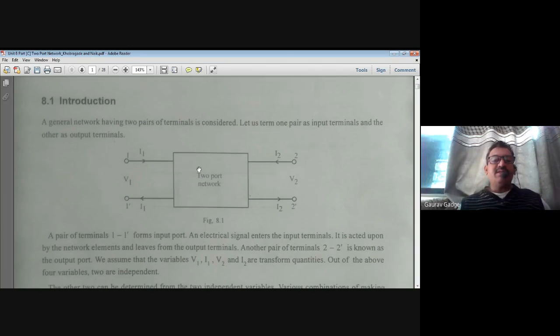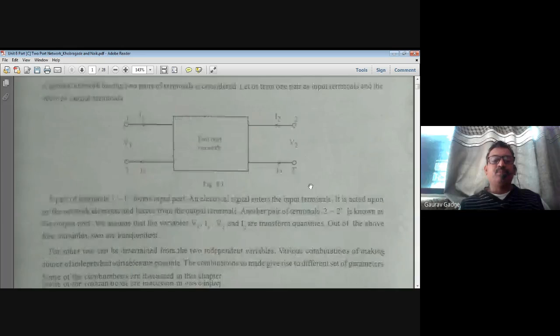All the networks are basically a two-port network. The definition of two-port network: we have two terminals given, one as input terminal. You can see in the diagram, which is represented as 1 and 1 dash with the input voltage V1 and current I1 connected to a two-port network, and the output terminal is between 2 and 2 dash. So output voltage is V2 and corresponding current is I2.